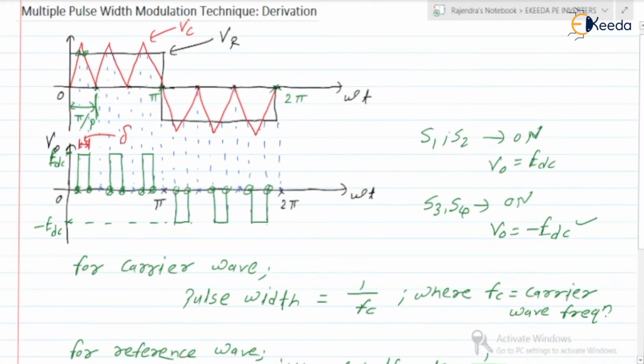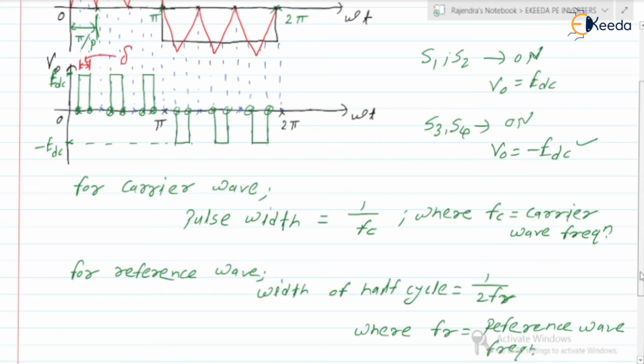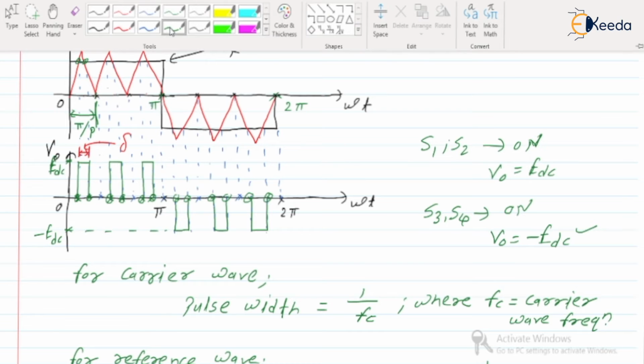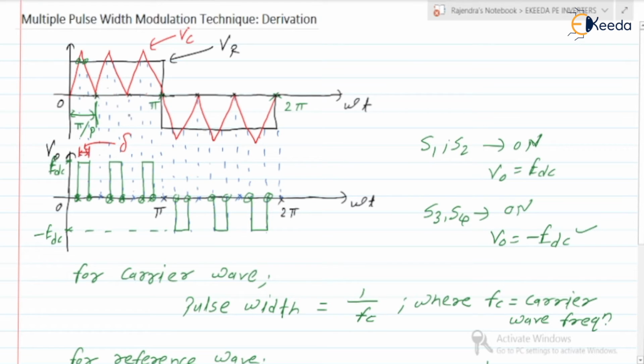So for the carrier wave, the pulse width is equal to 1 by fc, right? So what does 1 by fc mean? From here to here, this is the width of the pulse, that is the pulse width, 1 by fc for the carrier wave. And for the reference wave, 1 by fr means from this point to this point, that is the time, nothing but 1 by fr. So 1 by 2 fr means this is the half time.